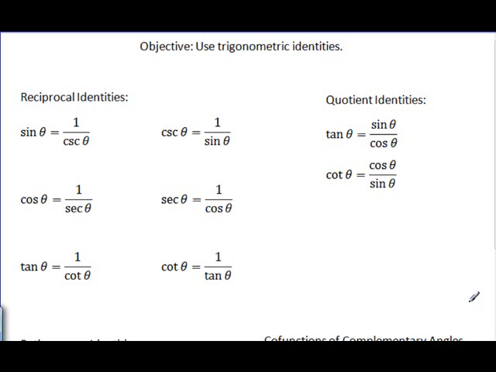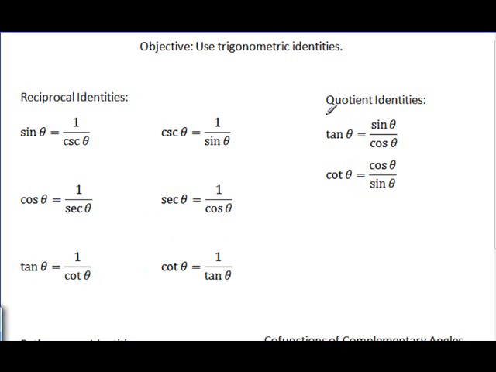We have already talked about this, but this is a way to explicitly state it: sine of theta and cosecant of theta are reciprocal, so we can write them in terms of the other. So sine theta is 1 over cosecant. Cosecant is 1 over sine. Cosine and secant are reciprocal, so cosine theta is 1 over secant theta. Secant theta is 1 over cosine theta. Tangent of theta is 1 over cotangent theta, and cotangent is 1 over tangent theta.